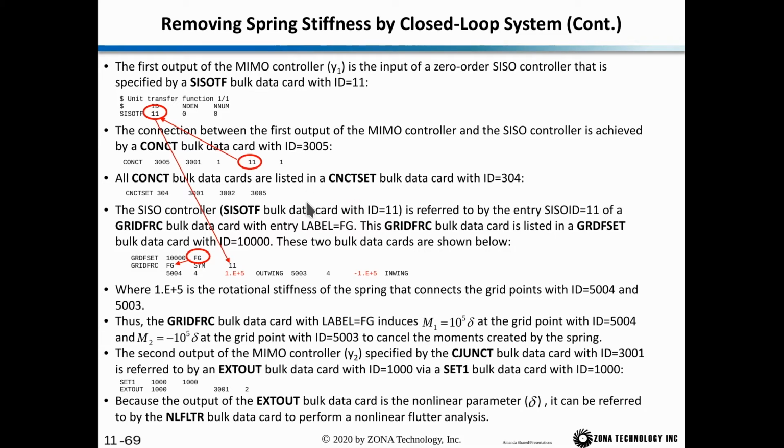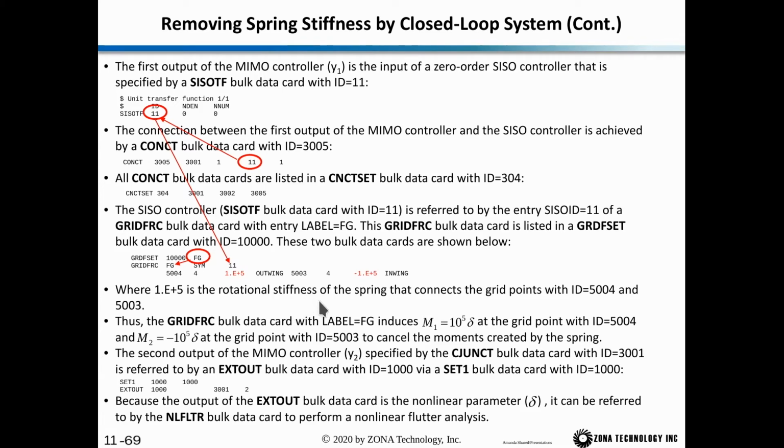And the CISO controller is referred to by the grid force card shown here. This grid force card is listed in the grid F-set card. And so the grid F-set card is here, the grid force card is here. So we're applying this 1 times 10 to the 5 force on the 2 grid points 5004 and 5003. So this 1 times 10 to the 5 is the rotational stiffness of the spring, which connects those 2 grid points.